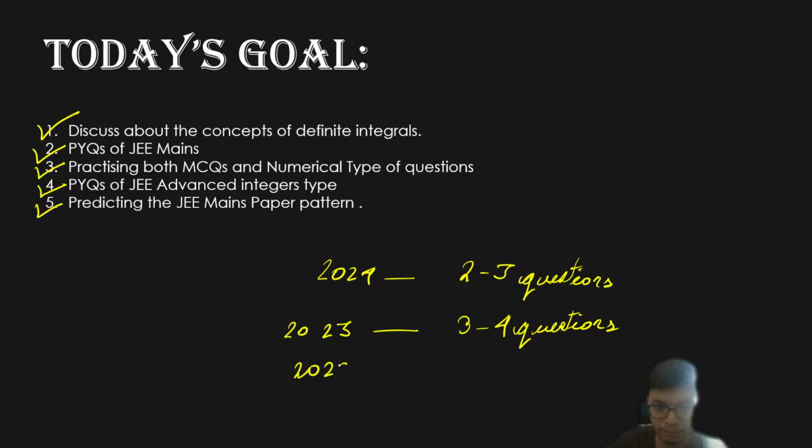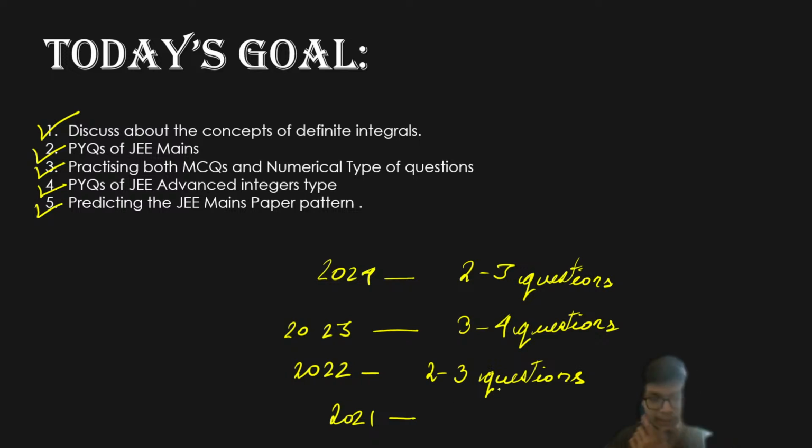And similarly, in 2022, this chapter again has high weightage, that is 2 to 3 questions. And similarly, in 2021, the pattern is very similar. The question was again like 3 to 4 questions. So with this part, you can understand how important, how interesting and how fundamental this chapter is.